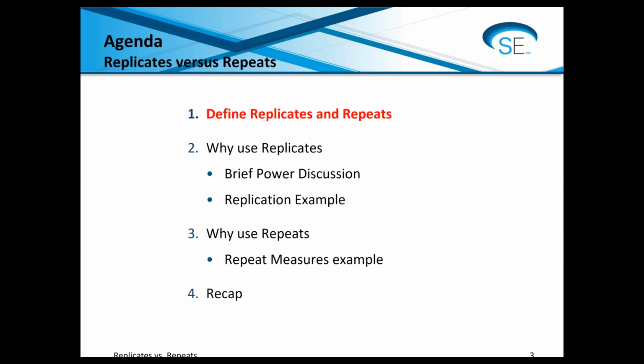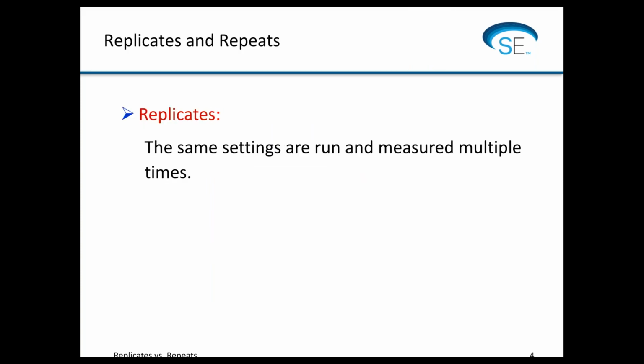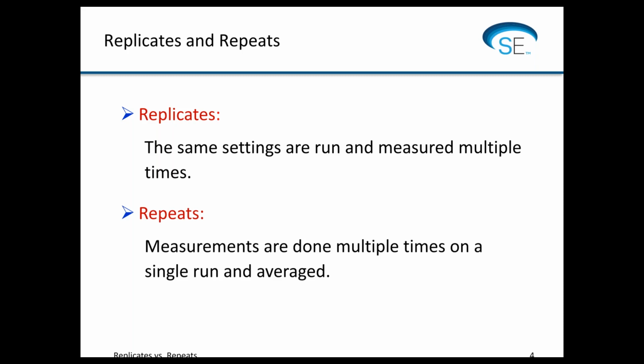So let's define what we mean by replicates and repeats. A replicate is when we're running the exact same settings more than once. So a run in our design is replicated. It's randomized and run at a different time. So we'll be changing the settings in between the replicate runs. A repeat is when we have one run, but we make multiple measures at that run, and we enter the average for the response.